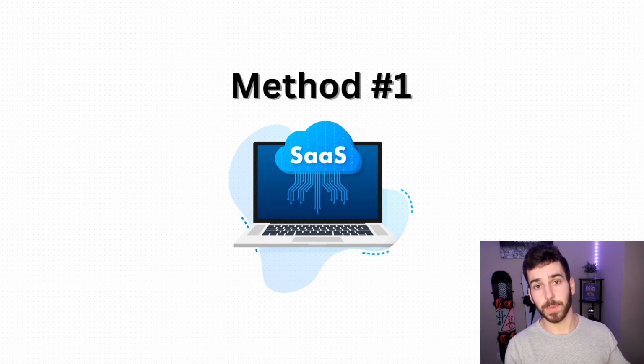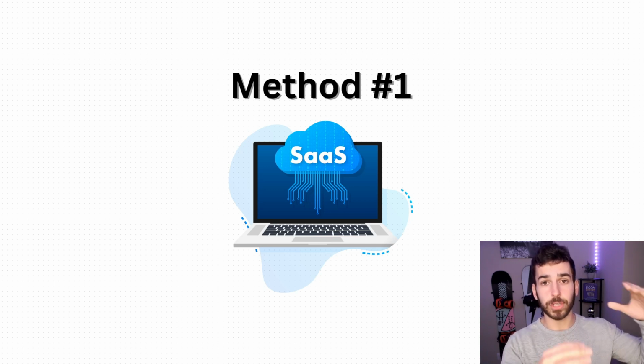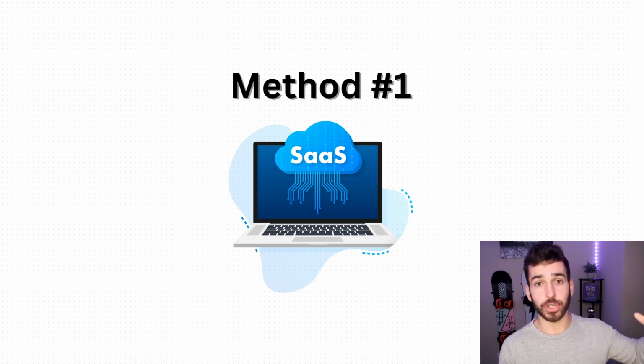So the first method, which I think is the most popular or at least most well-known, is the SaaS business model. This is the most basic form of selling GoHighLevel. Essentially what you're doing is you're taking the software and you're breaking it down into different packages based on features, and then you're just selling these packages to your clients.